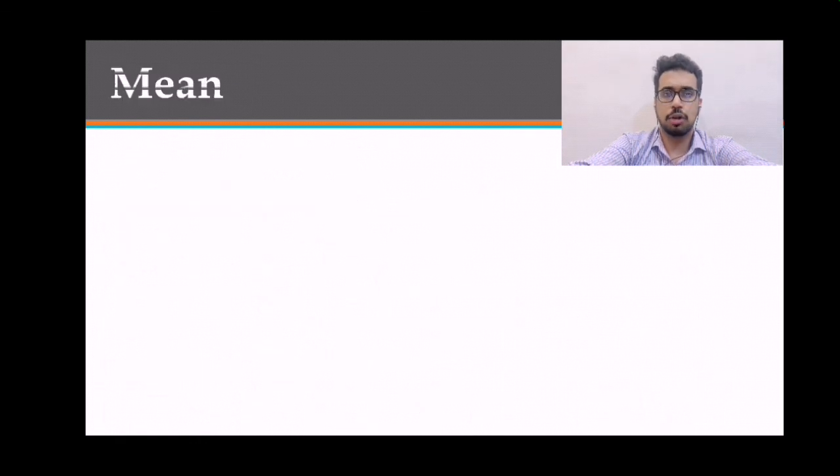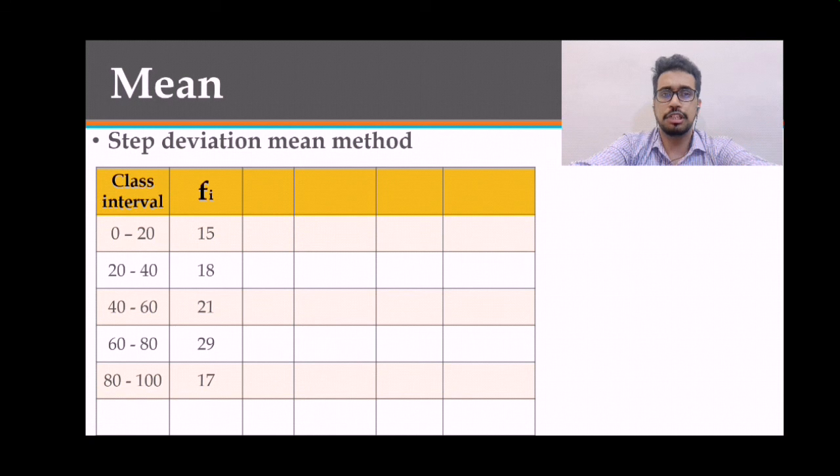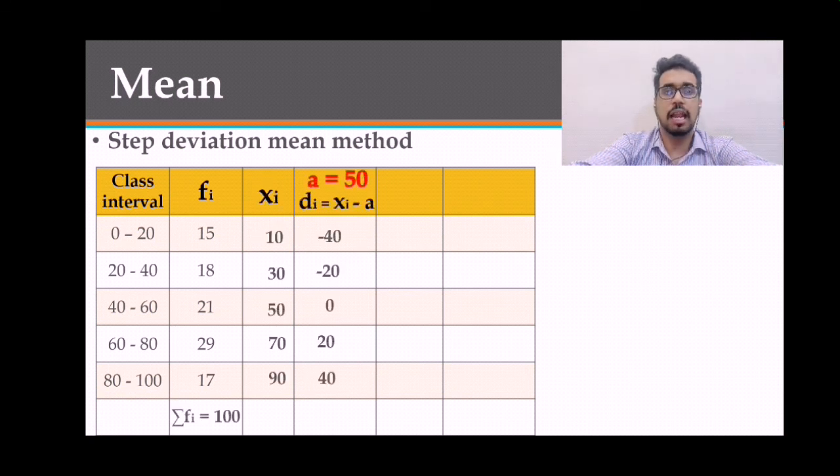My last method is called the step deviation method, which is the continuation of the assumed mean method. We are going to follow the same procedure that we did in our previous method, that is until we find a deviation. Here the value of a is 50. Now we observe that in the column of deviation, all the values are multiples of my class size, which is 20. So I'm going to divide each of my values by 20. That is, I'm going to call it ui, which is equal to di by h.